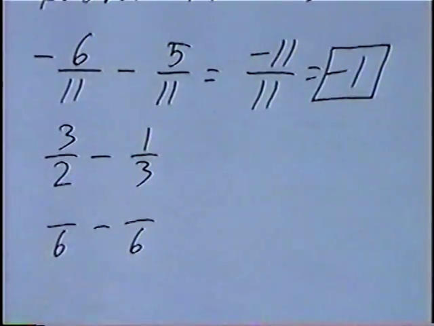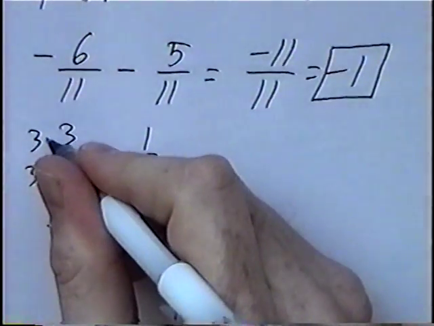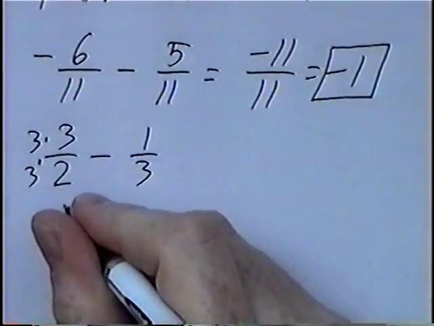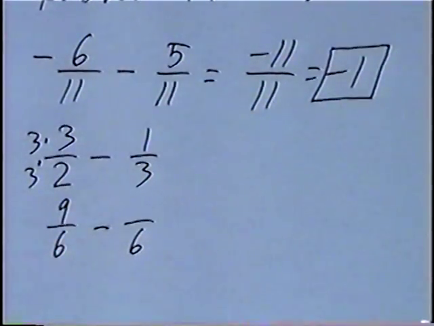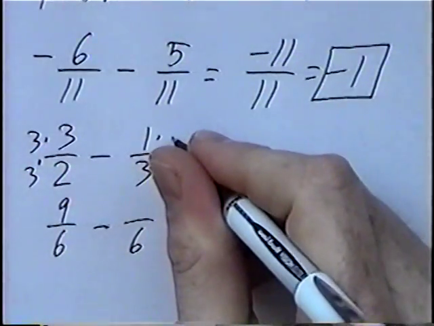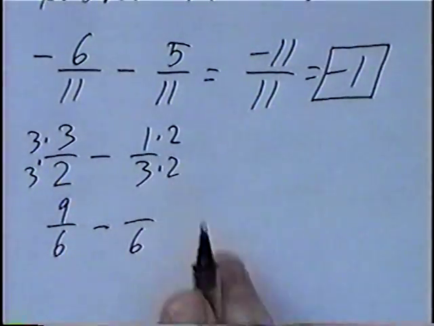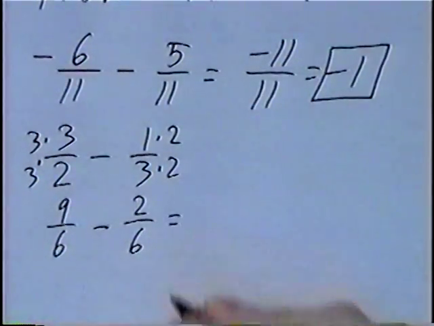Changing the first fraction to a 6, we can multiply the denominator and numerator by 3. 3 times 3 would be 9, and 2 times 3 would be 6. Changing the second fraction, we can multiply the denominator and numerator by 2. 1 times 2 would be 2, and 3 times 2 would be 6.